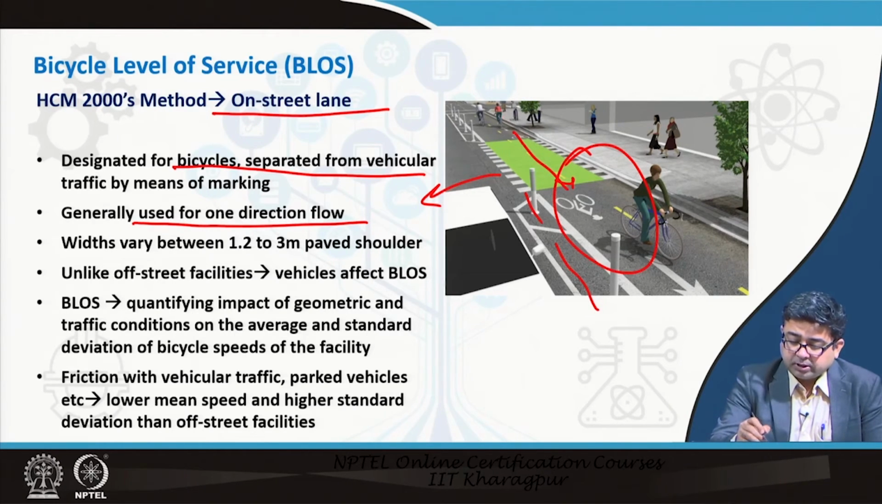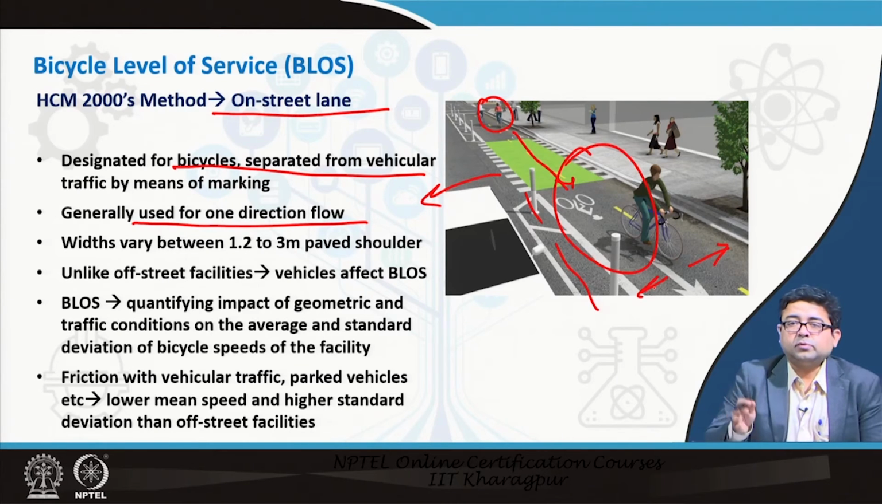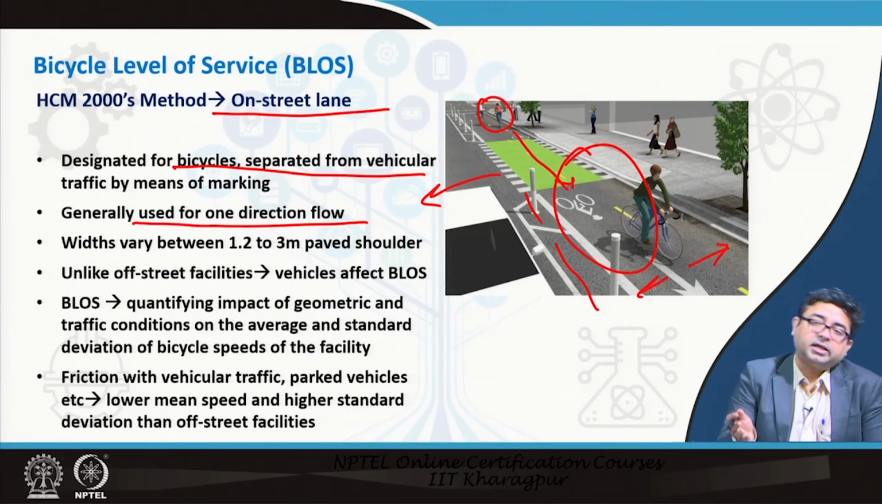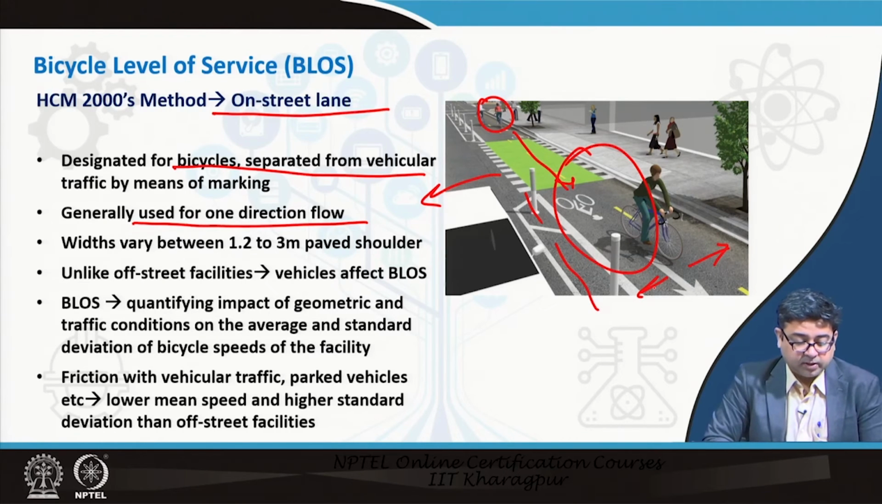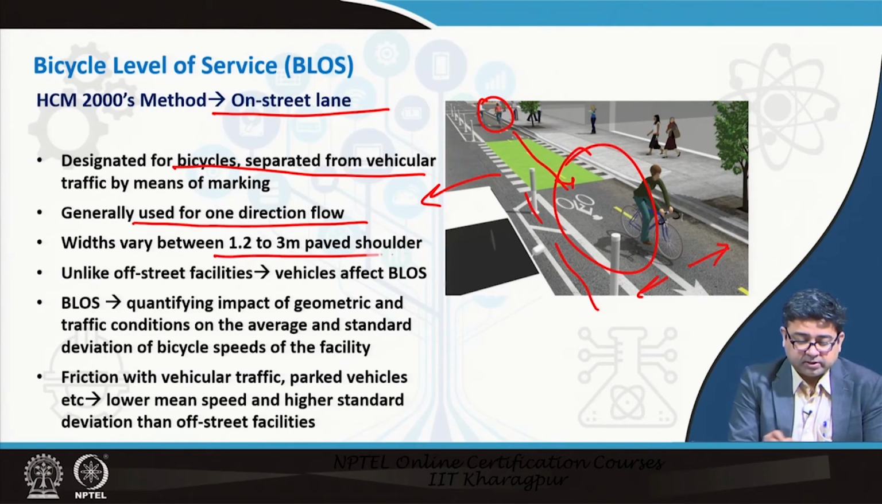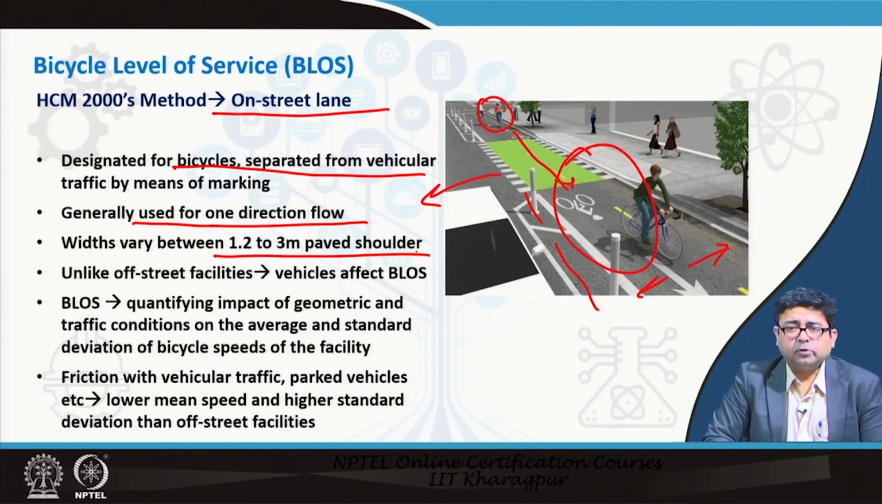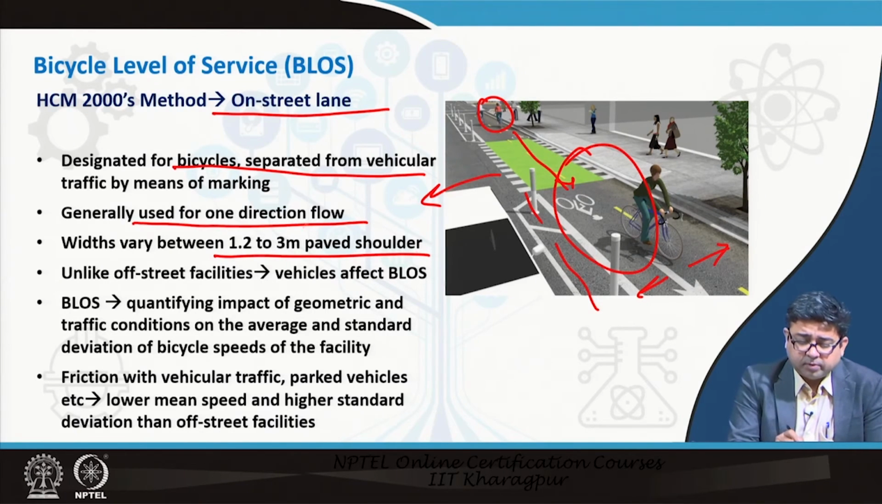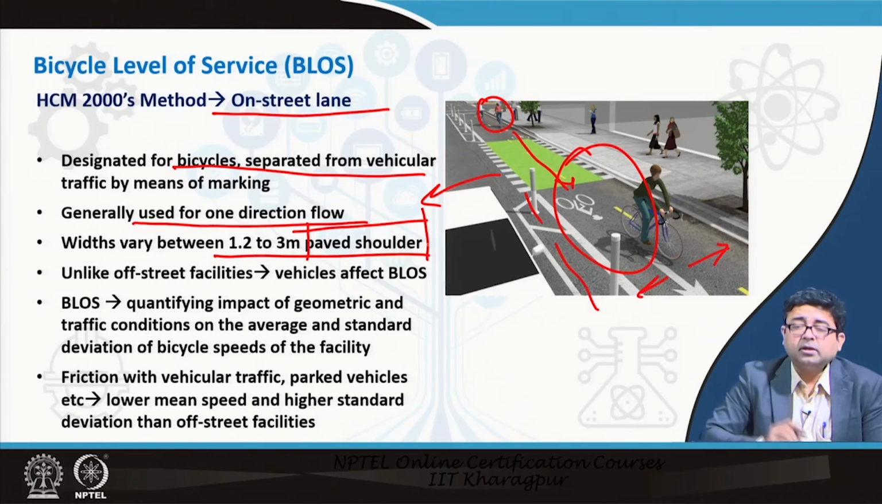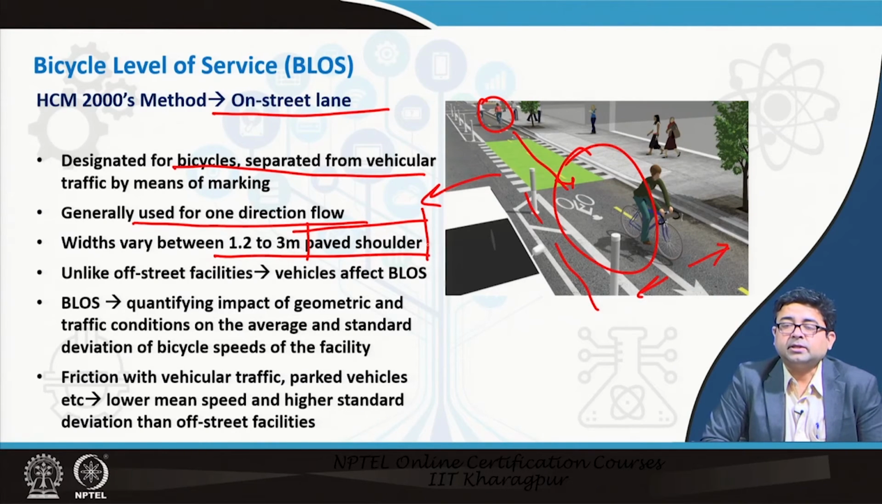The picture shows a bidirectional on-street bicycle lane, but you may have one direction on one side and the other direction on a completely different side, which may vary from 1.2 to 3 meters. But the important thing to remember is, if you have a paved shoulder, that paved shoulder can be easily demarcated as a bicycle lane.